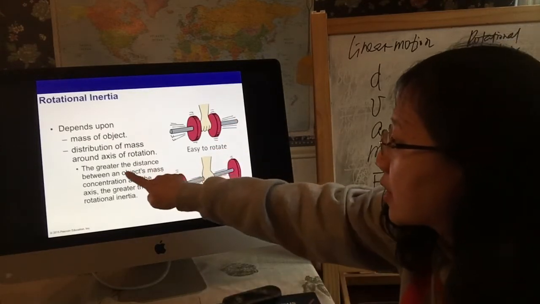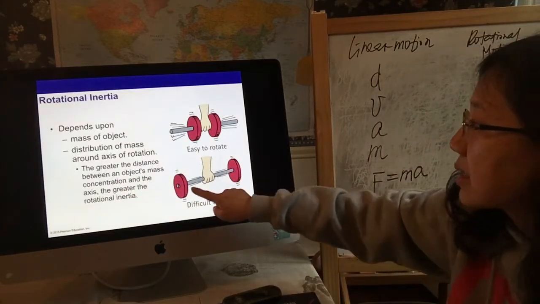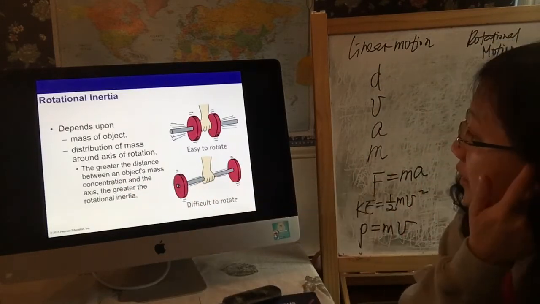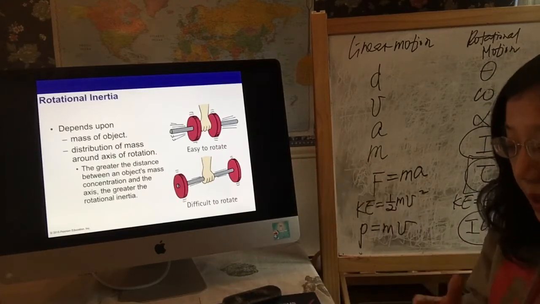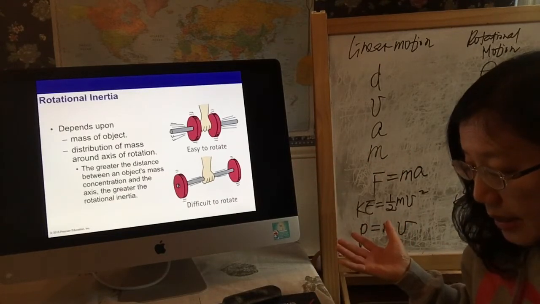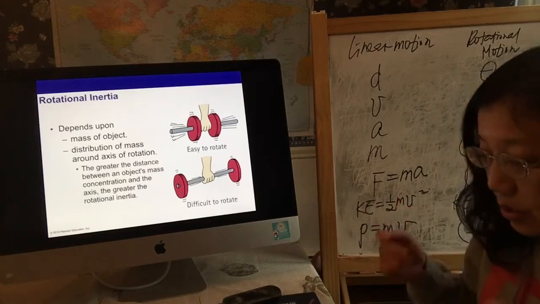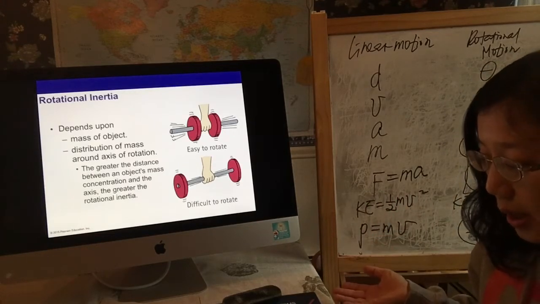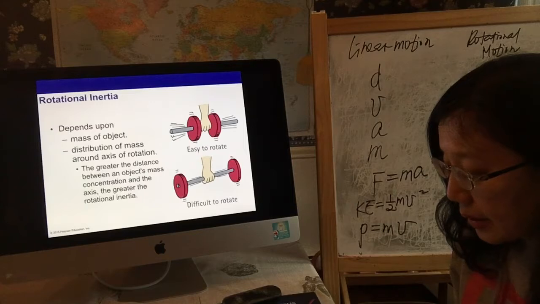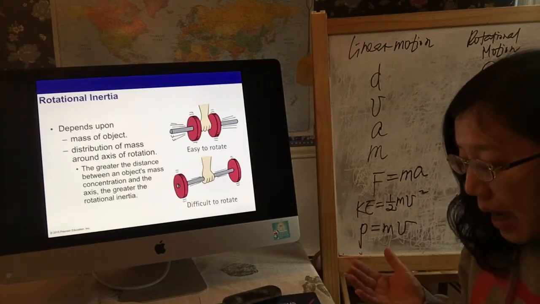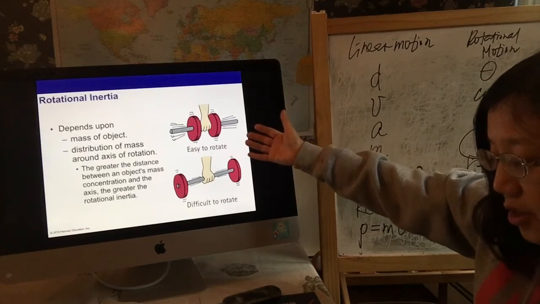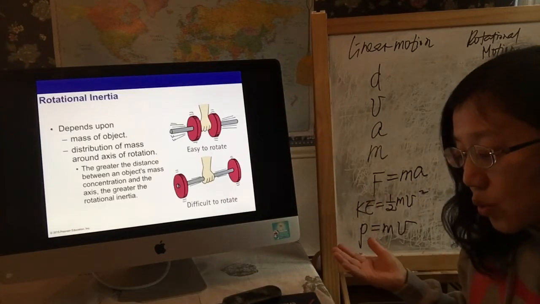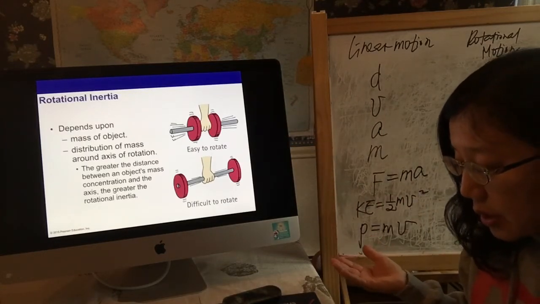Because the greater the distance between the object's mass concentration and the axis, the greater the rotational inertia is going to be. So when something has greater mass, it's going to have greater rotational inertia. But when the mass is further away from the axis of rotation, then the rotational inertia is going to be greater as well.